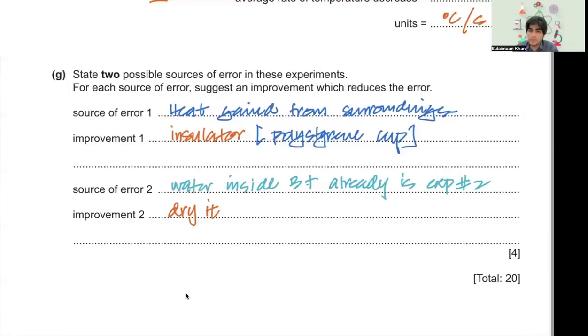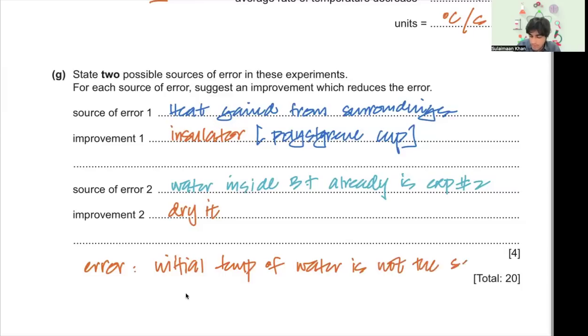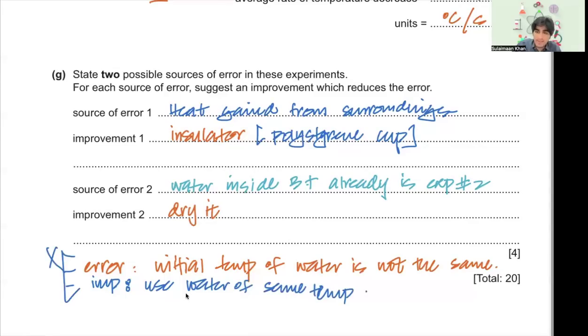And the initial temperature of water should have been the same. That can also be an error. What's the problem? Initial temperature of water isn't the same. But you're not calculating with it, and the improvement could be to use water of the same temperature. But one more thing, this is not that relevant in this case. Why is this not that relevant? I'll tell you.